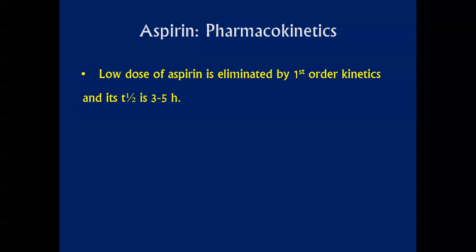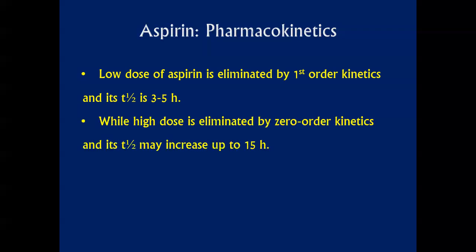Okay. Now, understand this bullet. Low dose of aspirin is eliminated by first order kinetics, and its half-life is 3 to 5 hours. While high dose is eliminated by zero order kinetics, and its half-life may increase up to 15 hours. Half-life will increase now. You will feel now toxicity. Can you explain why? We explain.